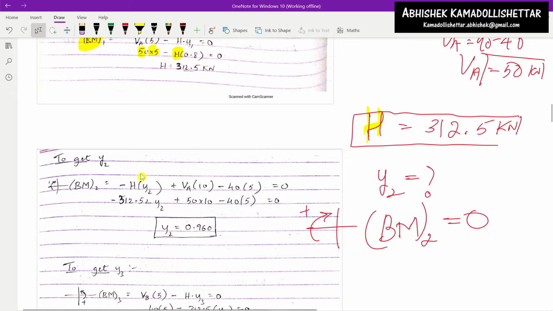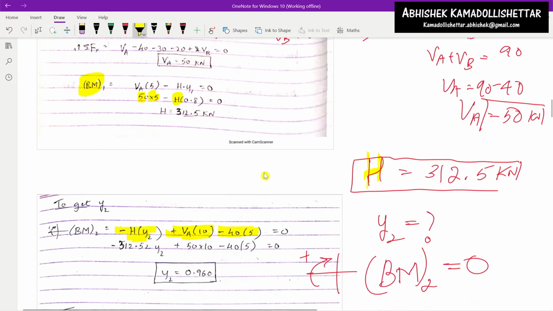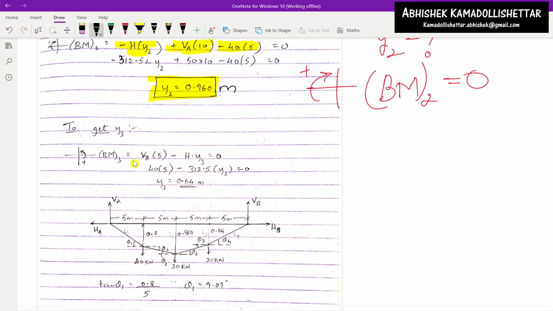So let us see what happens here: minus H into y2, next plus VA into 10, minus 40 into 5, everything is done. Okay, now calculate the distance. So y2 here is what? The distance y2 is 0.960 meters. So the distance y2 is equal to 0.960 meters.